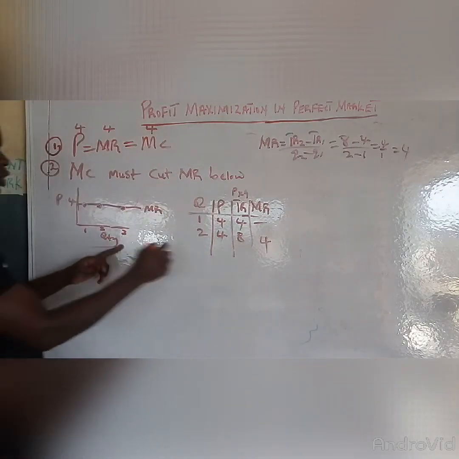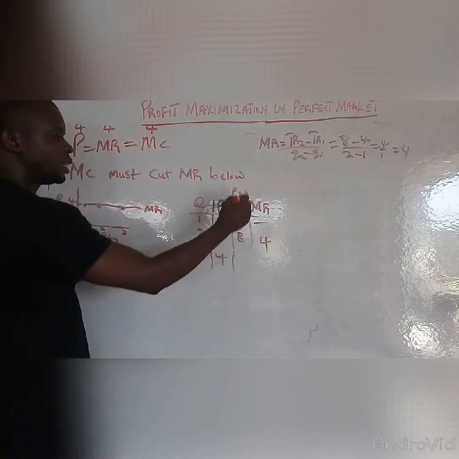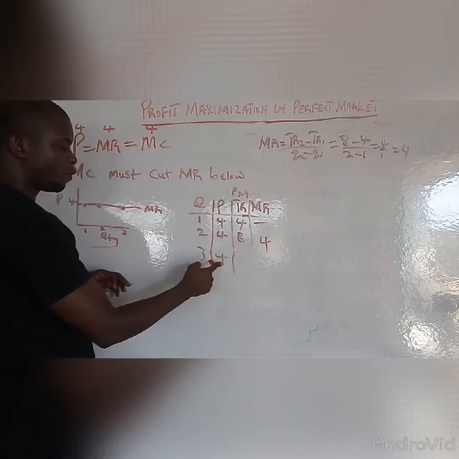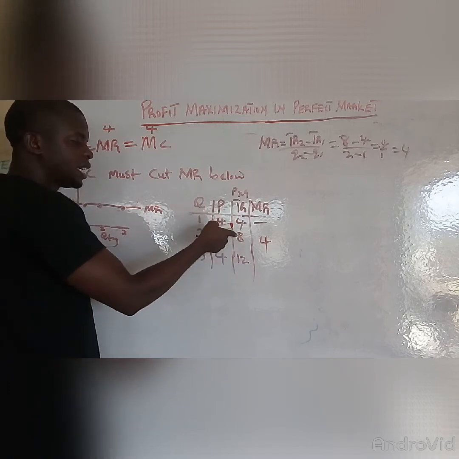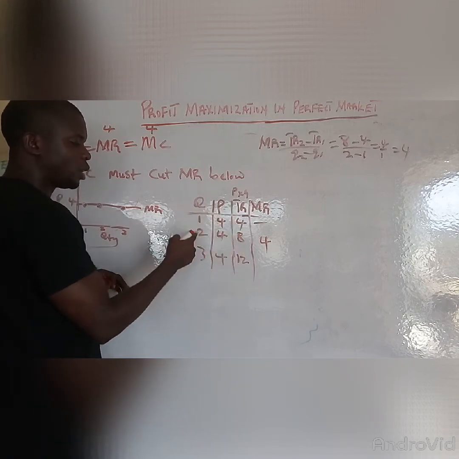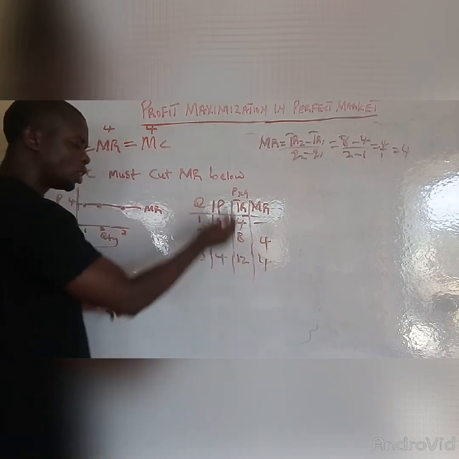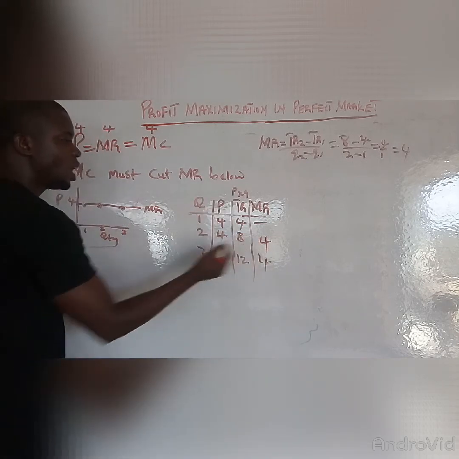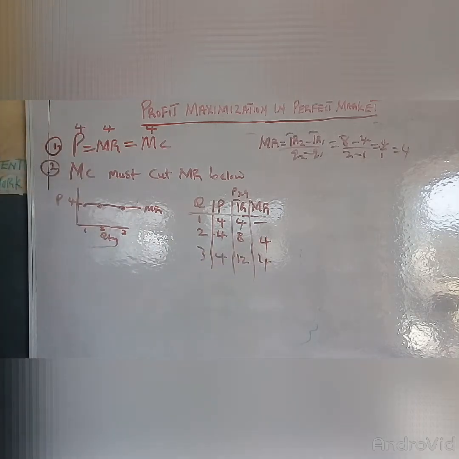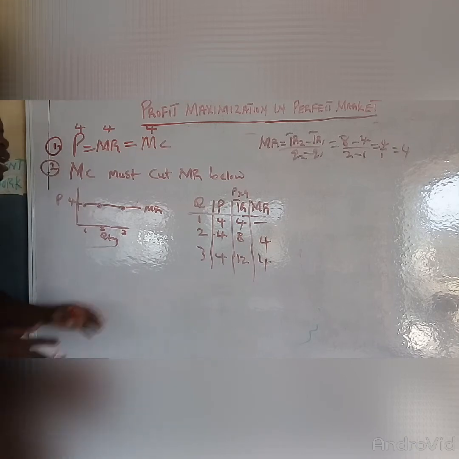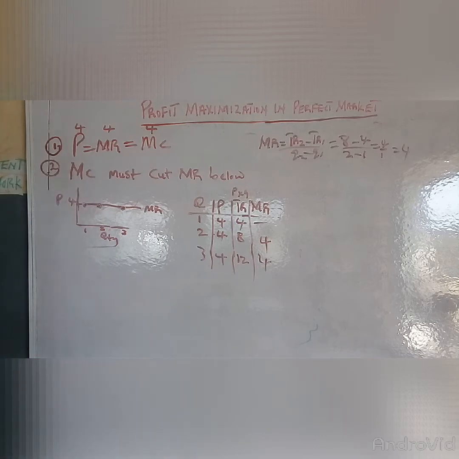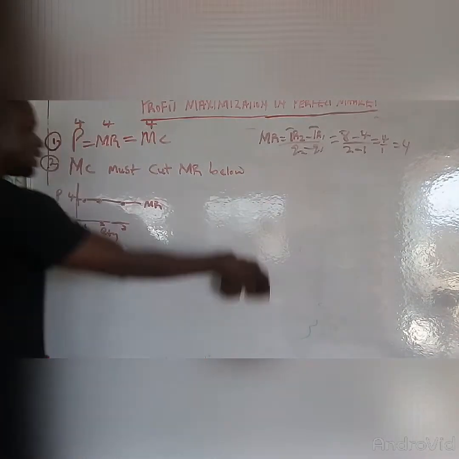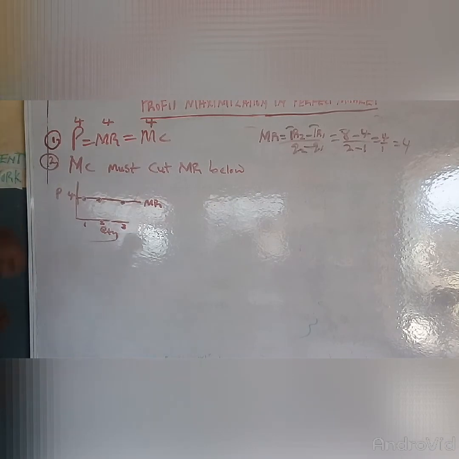Coming to the third unit, price remains 4. The total revenue becomes 4 times 3, which is 12. Then if you find the marginal revenue, it is 12 minus 8, 4, over 3 minus 2, 1. That will be 4 over 1. We still remain at 4. If we continue doing it like this, you will see that our marginal revenue and price will always be the same value. So in that respect, we have established that in perfect market, price always equals marginal revenue. Take note of that.